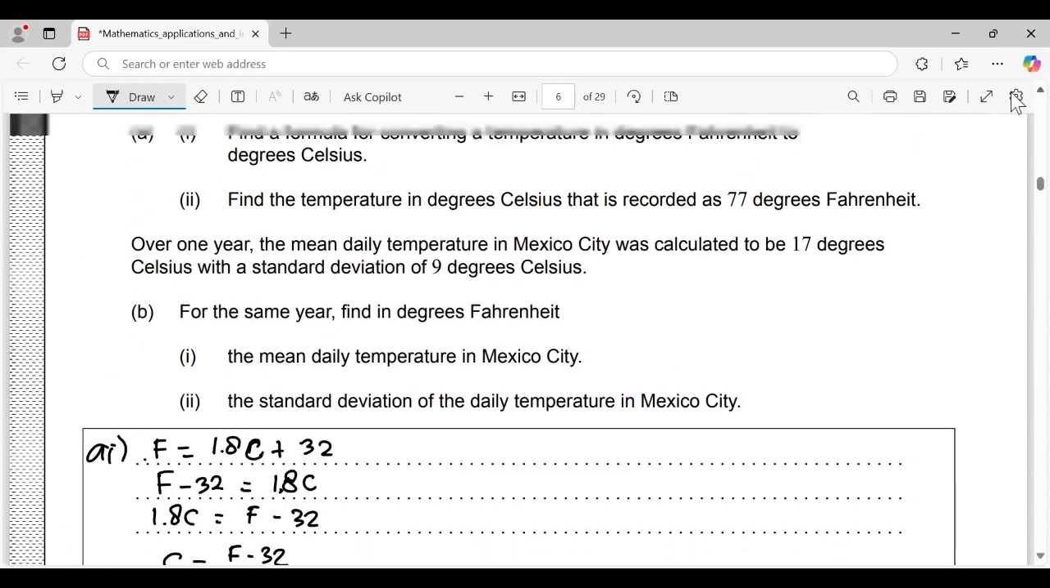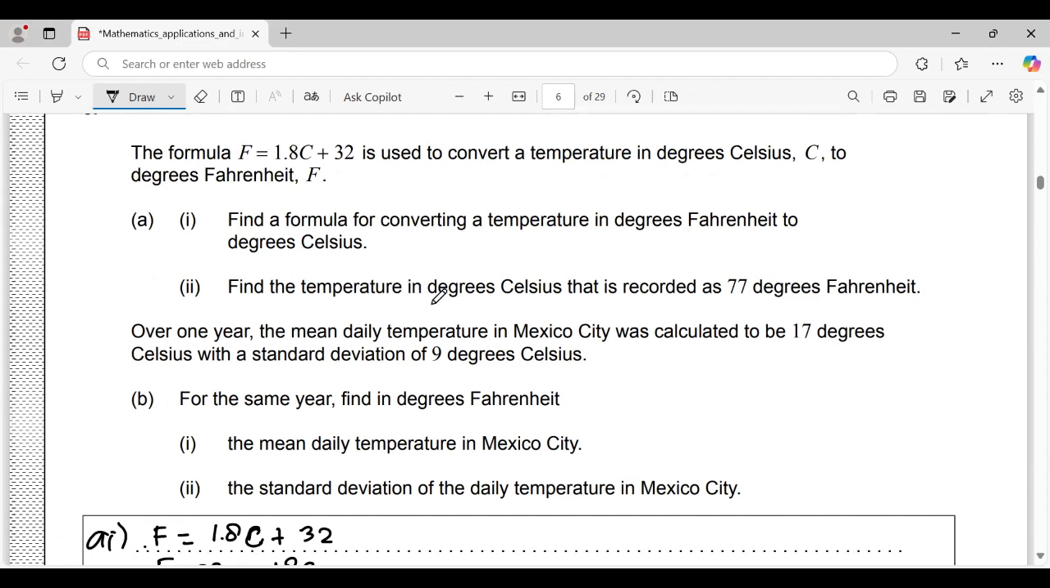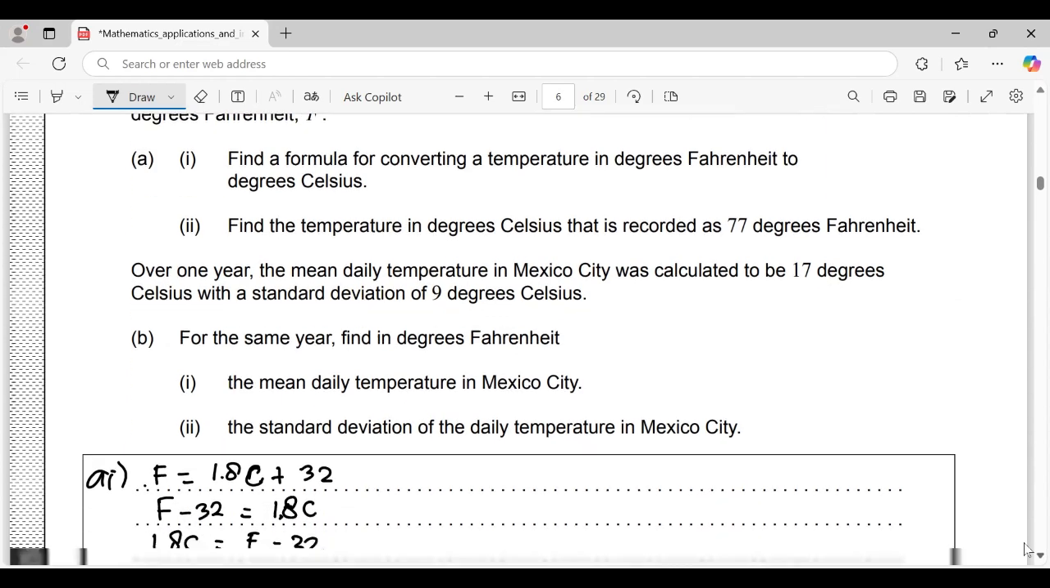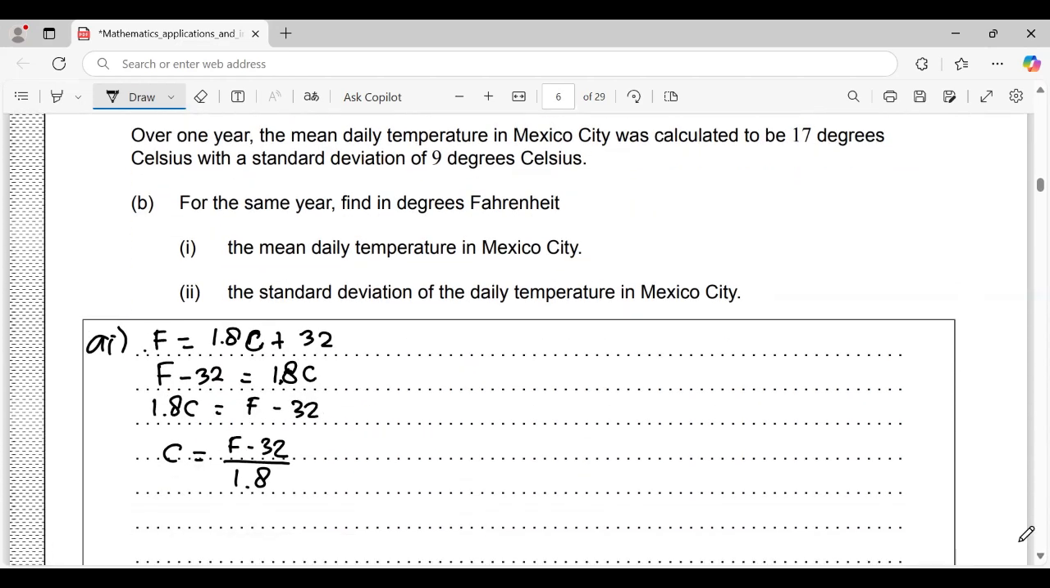That one, the formula. Find the temperature in degrees Celsius that is recorded as 77 degrees Fahrenheit. Right. So how about if F equals 77? So it means C equals 77 minus 32 over 1.8. And if you calculate, the result is 25.